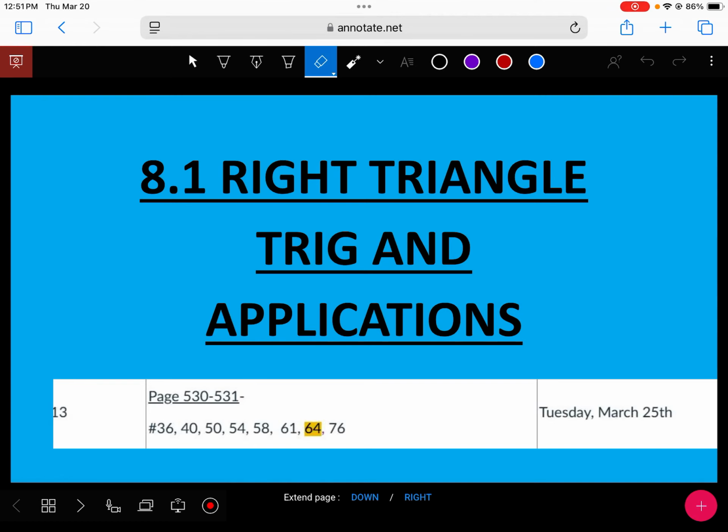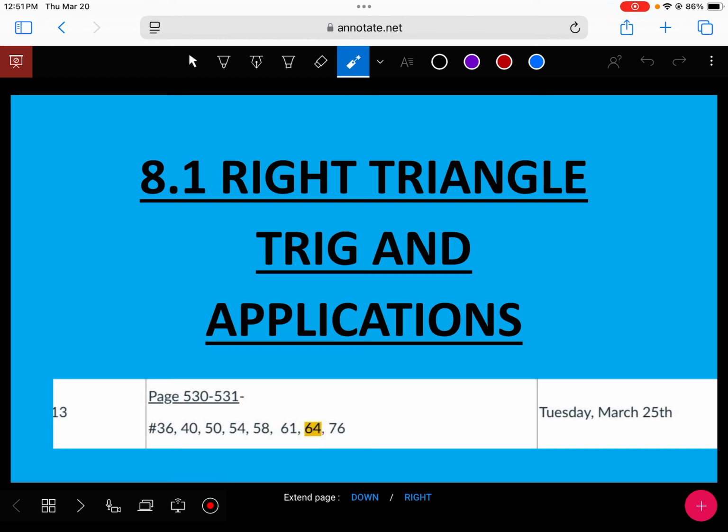You need to tally your notes because you have the notes. So 8.1 is right triangle trig and applications. Homework 13, 14, 15, and 16 all go with chapter 8, and they're all out of the textbook.